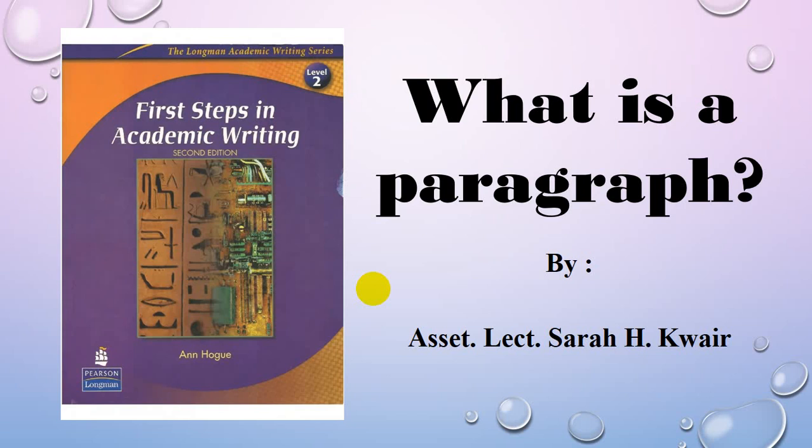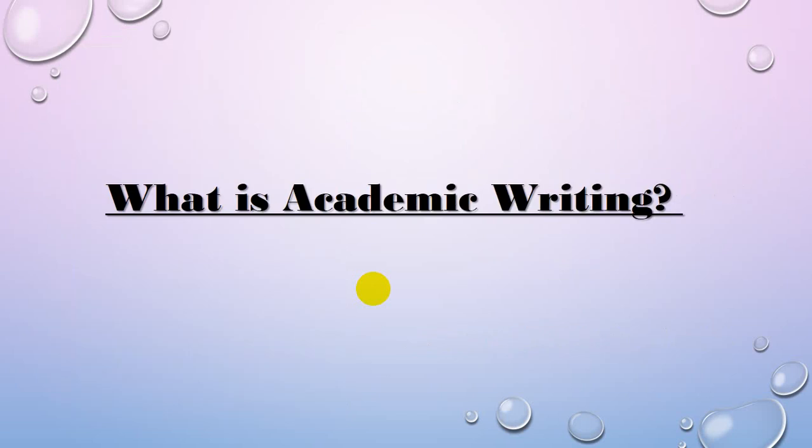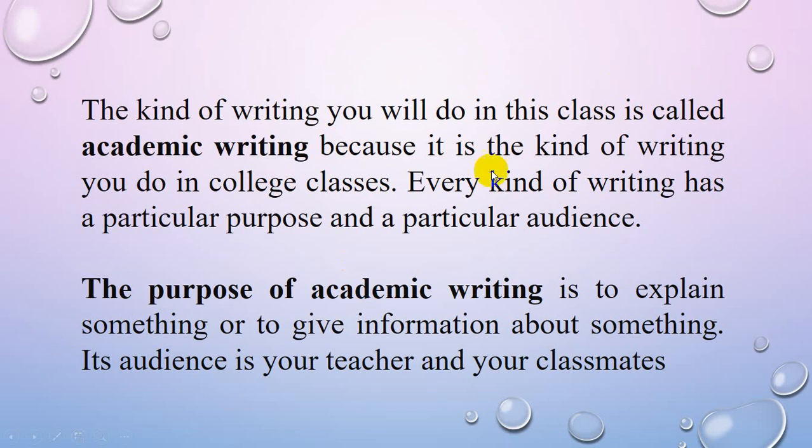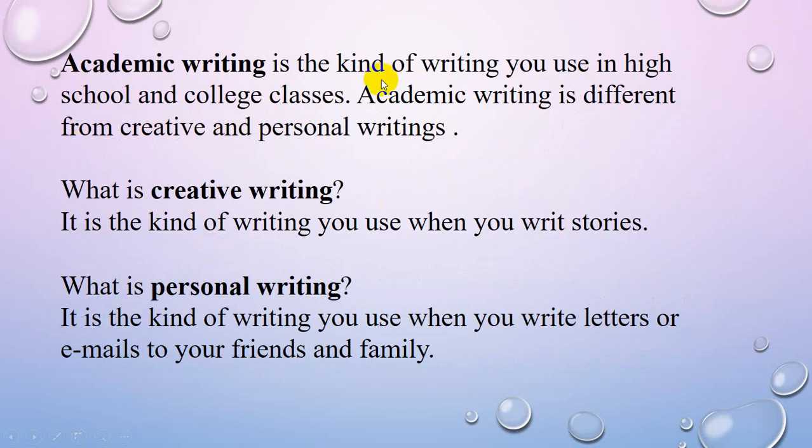Let's start with what academic writing is. The kind of writing you will do in this class is called academic writing. Academic writing is different from creative writing, which is the kind of writing you do when you write stories. Creative writing is the informal style of writing literature.